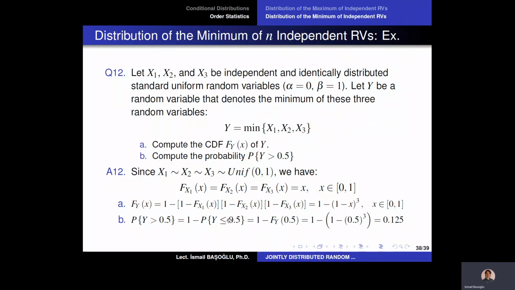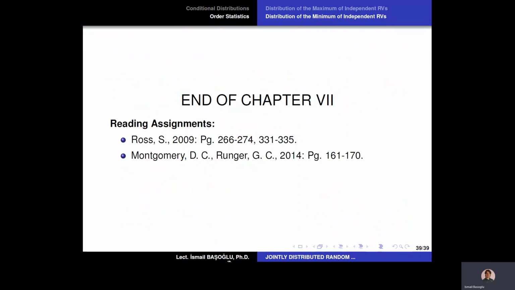Okay, that's the end of this chapter, my friends, and your reading assignment is described here. So you have a 4-page long reading assignment from the textbook of Ross at these pages, and again, a similarly short section in Montgomery's book. We are going to move to the next chapter.